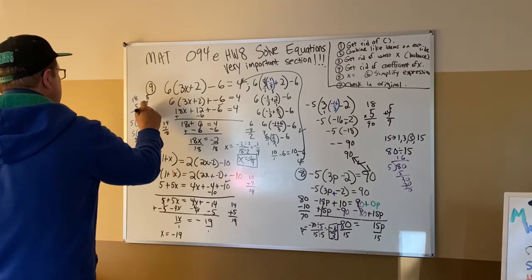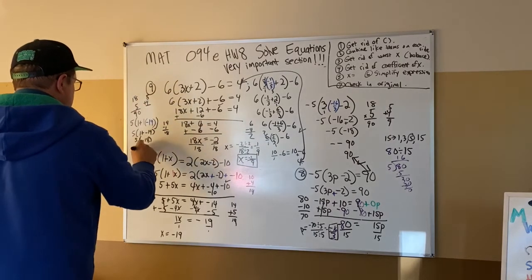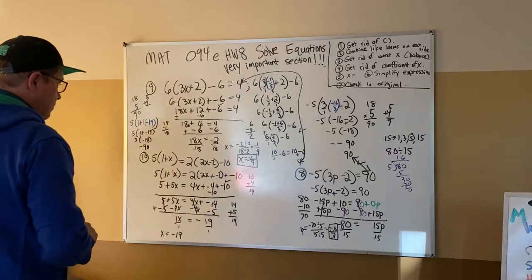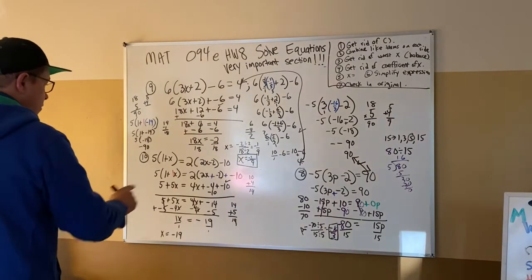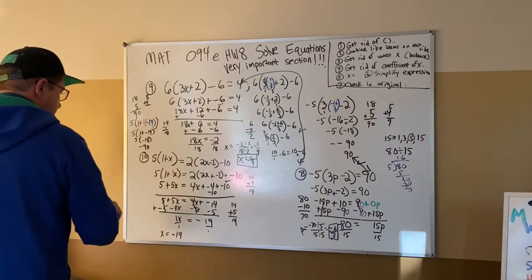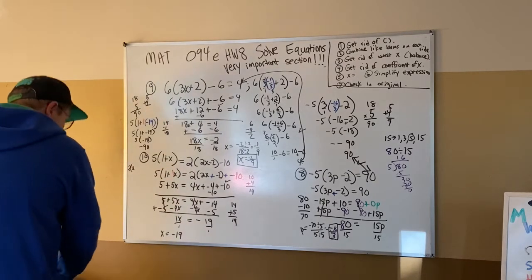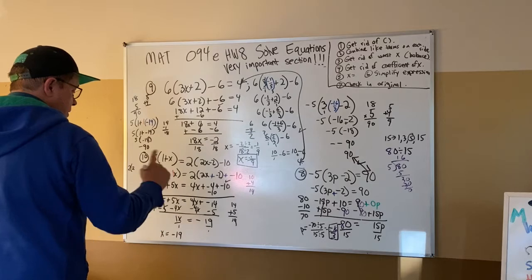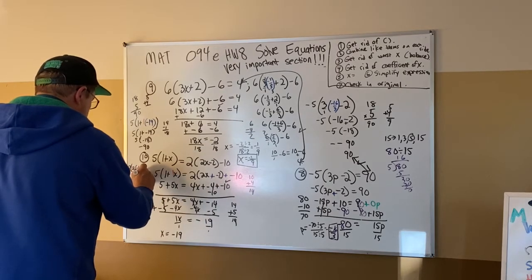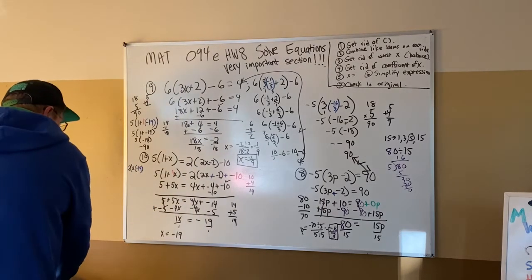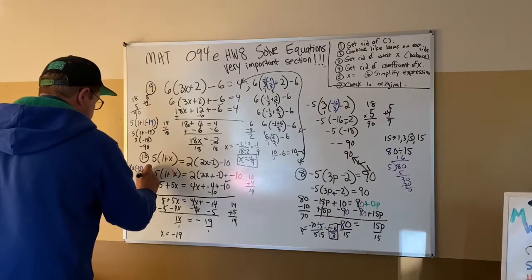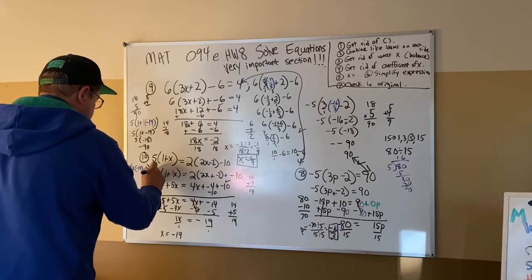5 from that, and I get 90. I'm going to get negative 90. That's one of them. Now this guy, 2 parentheses 2 times my number. My number is negative 19. Close it. Okay. Minus 2, close parentheses, and minus 10.